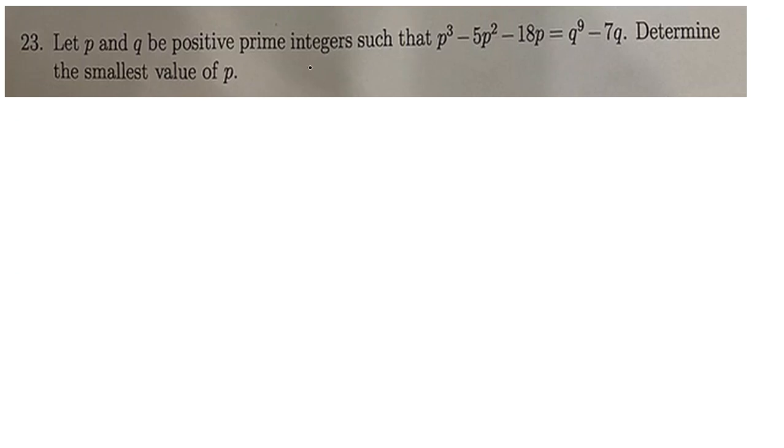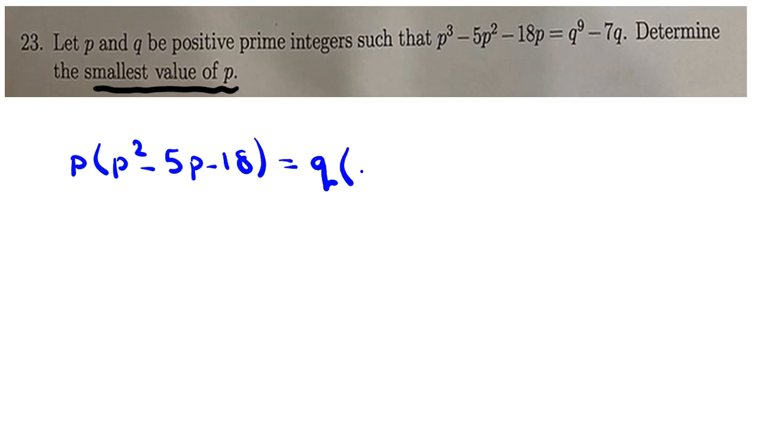So here we have this expression, it says find the smallest value of p. Okay, so we can factor from p, let's factorize p squared minus 5p minus 18. Right side is q to the power of 8 minus 7. So here, we know right side is positive, so also left side should be positive. Now, left side is positive, so you can say it is increasing.